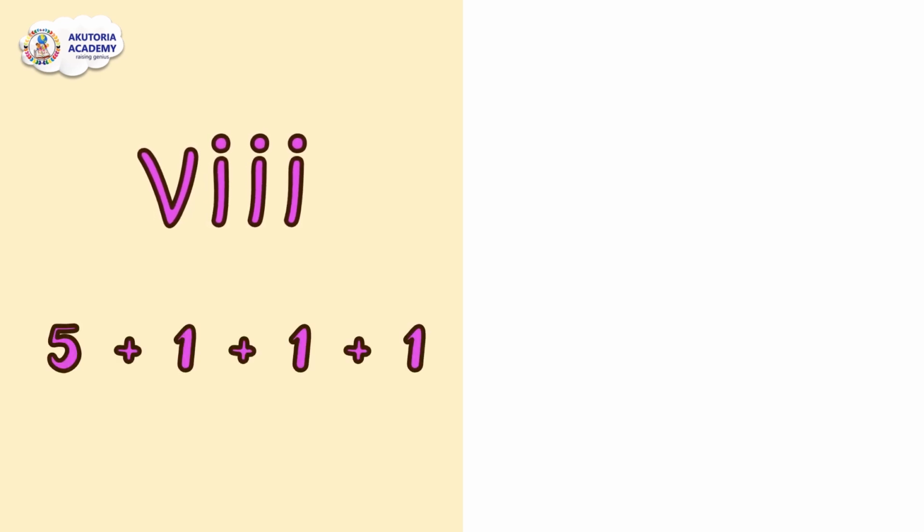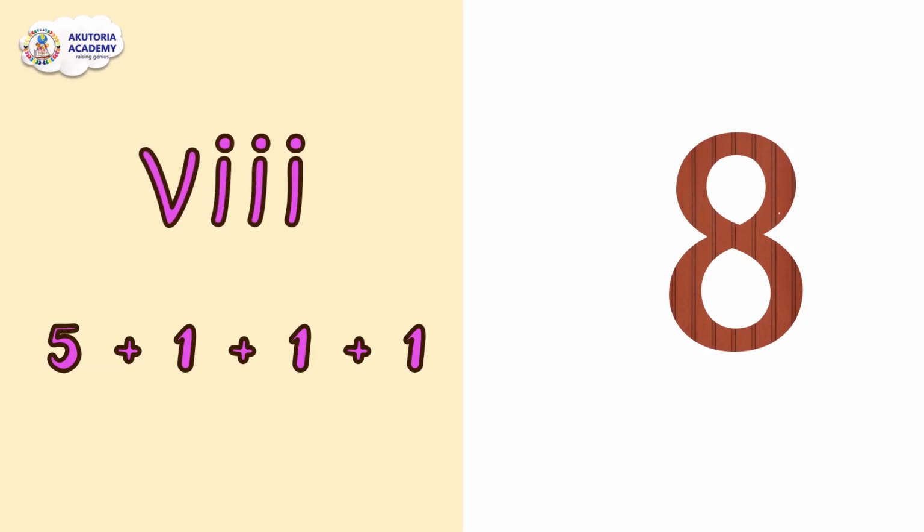Now we have VIII, that is three I's at the right hand side. Remember, when the smaller letter is at the right hand side, we add it to the number at the left hand side. So it will be 5 plus 1 plus 1 plus 1. The number of I's is 3 and the number of 1's here is 3. And our answer is 8. 5 plus 1 plus 1 plus 1 is 8.